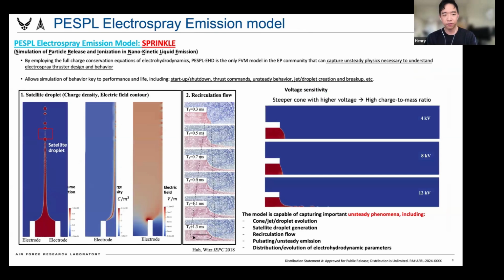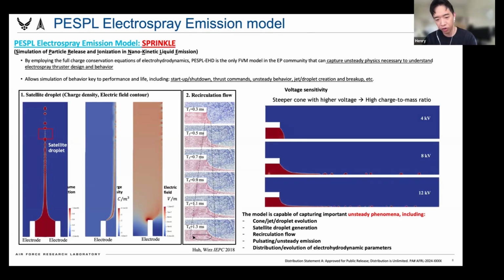The key thing for the model we built is that it can capture the unsteady physics that is required for our mission, because it all happens at the startup or shutdown condition, for the failures. So we need that unsteady model to capture that. We can capture the satellite droplet and even the recirculation flow inside the meniscus. As time goes in the startup conditions, you can see that the recirculation flow is growing and dominating inside the conical meniscus. And also you can see the voltage sensitivity.